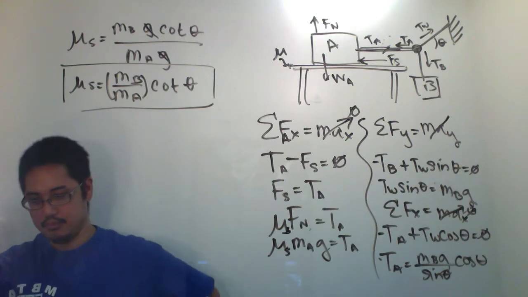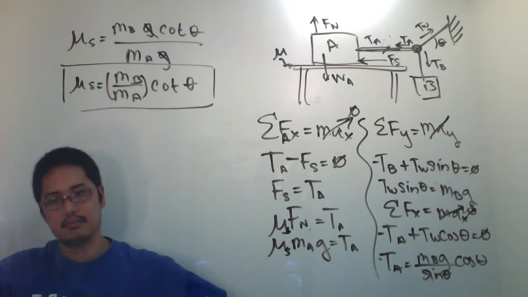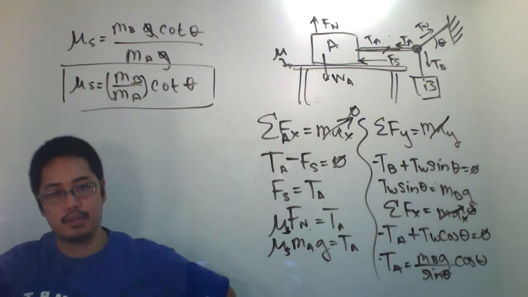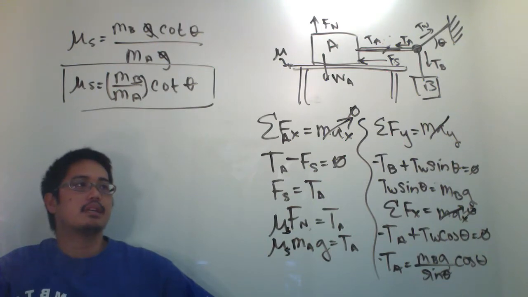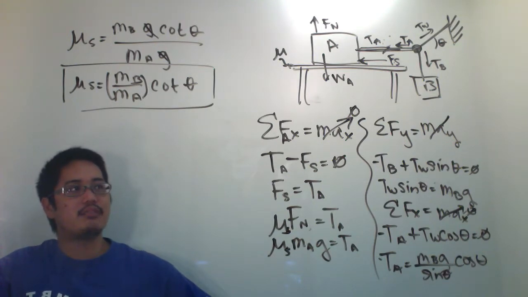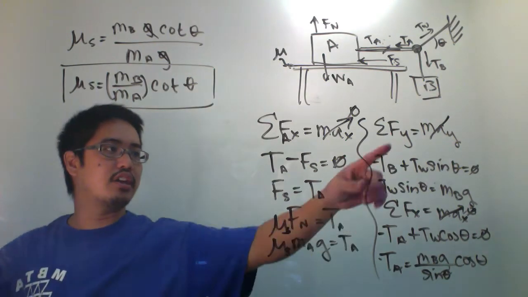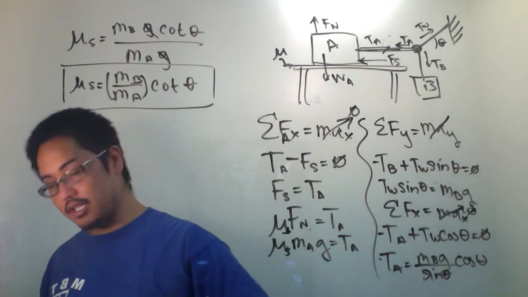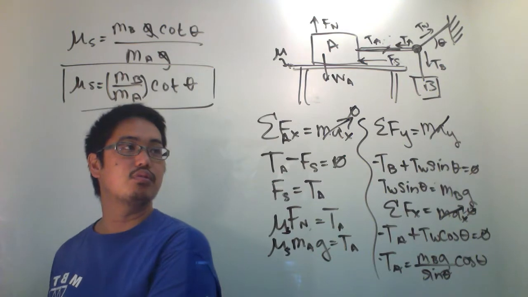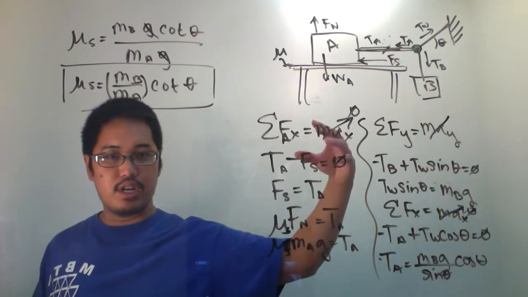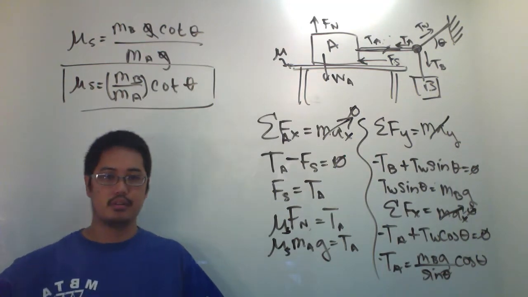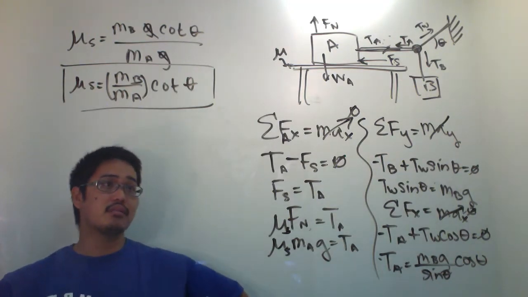If MB was really big, then the coefficient of static friction would get really big, because the numerator is getting bigger. That's saying that if I hung a huge mass over here, I would need a huge coefficient of static friction to make the situation so that it would not move. That makes perfect sense to me too.